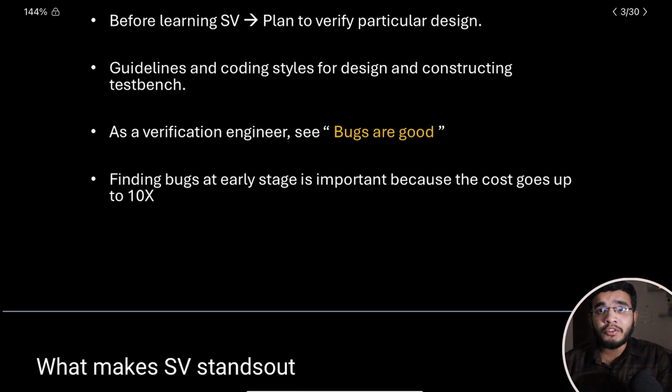As a verification engineer, we should see that bugs are good. If I am finding a bug, I should feel happy that I noticed this bug. Because when the design goes into tape out, the fabrication part, if you find a certain bug then it will cost up to 10x more than what it costs when we resolve the bug in the design phase itself.